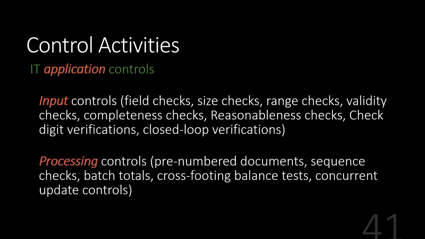Processing controls can be used. Pre-numbered documents like checks, making sure checking for gaps in your sequence or duplications in your sequence. Batch totals, that's a commonly used one in payroll. Do you have the same batch totals as you go through each step of your payroll? Calculating gross pay, calculating each deduction, calculating net pay, and so forth.